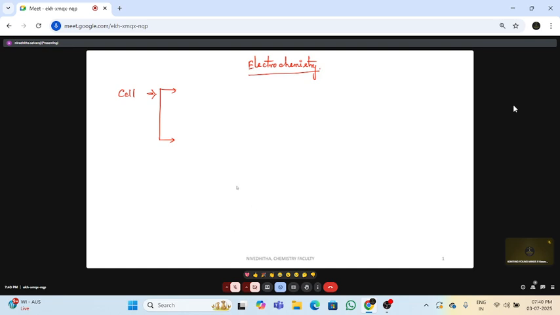Then what is a non-spontaneous reaction? It is just the opposite, right? If the chemical reaction is not happening by itself, then that is called a non-spontaneous reaction.